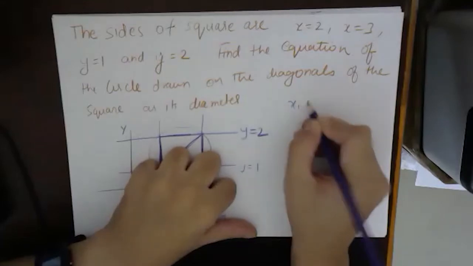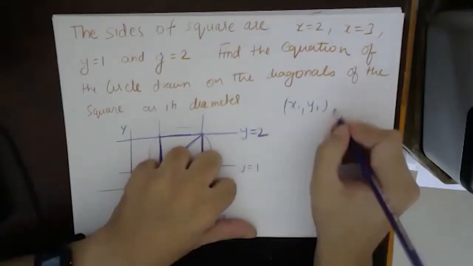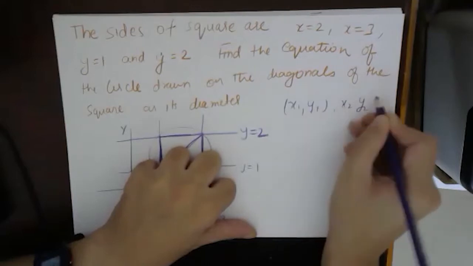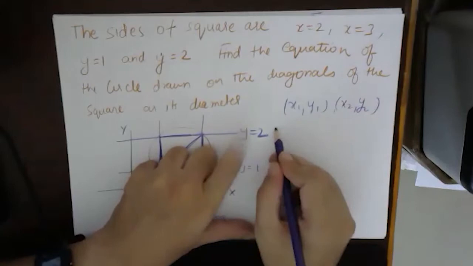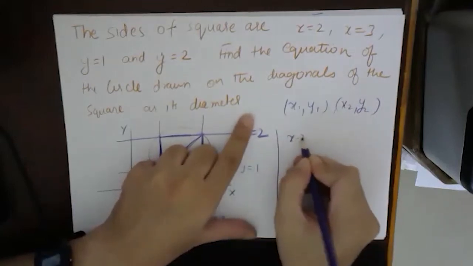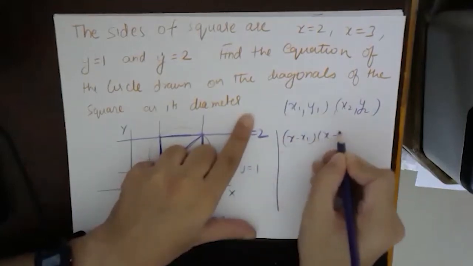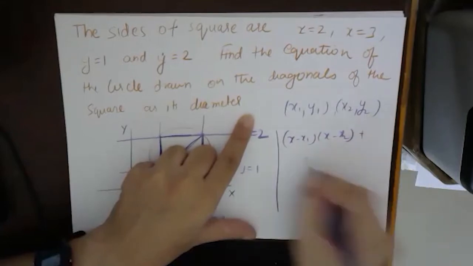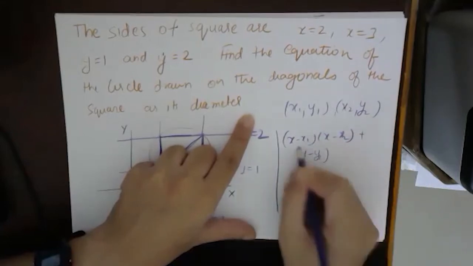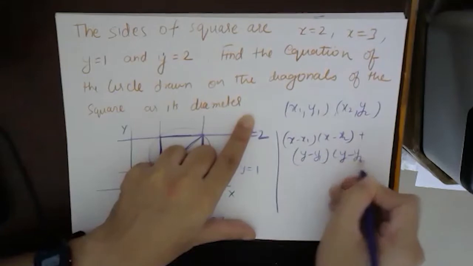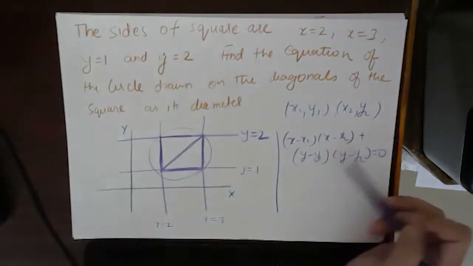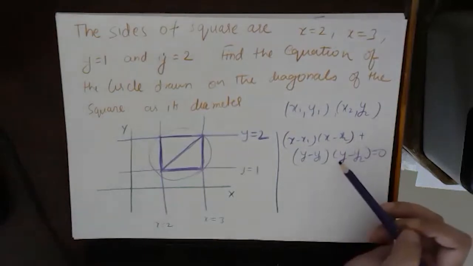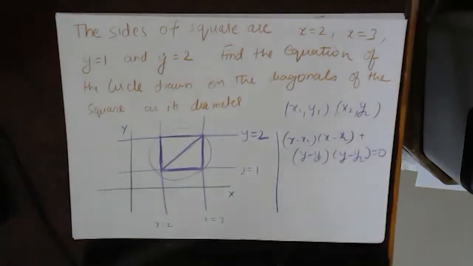Suppose (x1, y1) and (x2, y2). If we have these two points as the extremes of the diameter, the equation of the circle will be given by (x minus x1)(x minus x2) plus (y minus y1)(y minus y2) equal to 0.